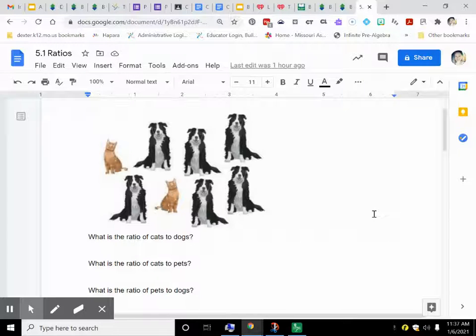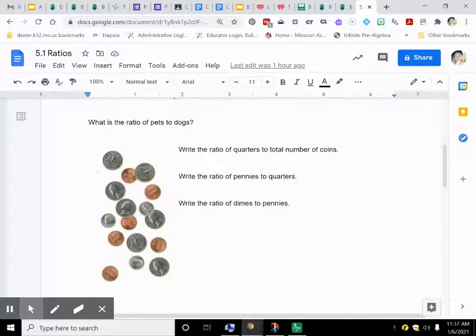Alright, the next question says, what is the ratio of quarters to total number of coins? Quarters to total number of coins. Number 9, tell us, what did you get for quarters to total number of coins? You got 7 to 16. Alexis, tell us, do you agree or disagree? I agree. Perfect.